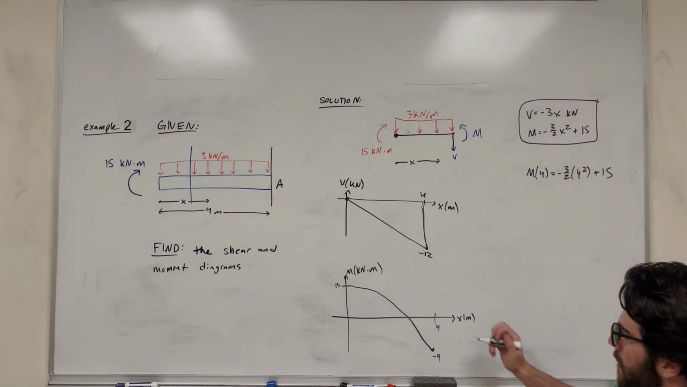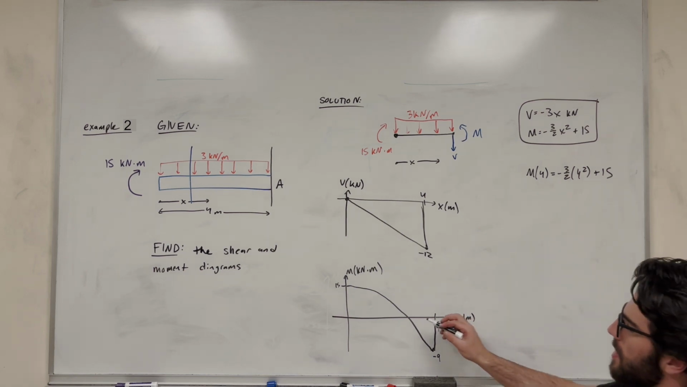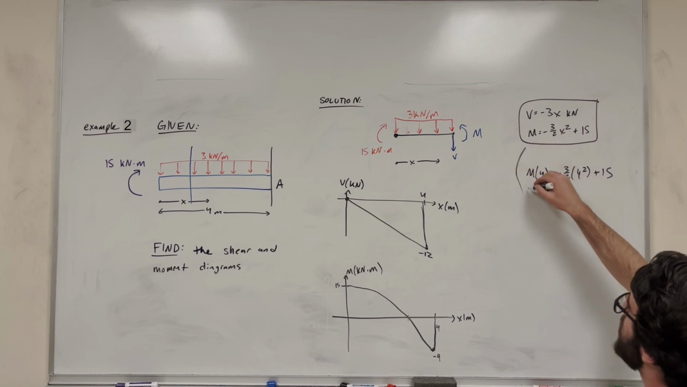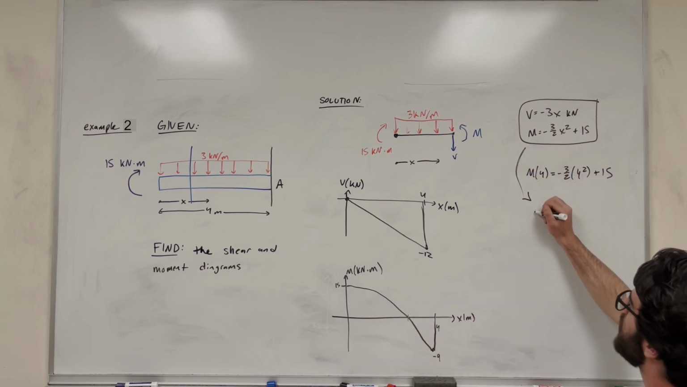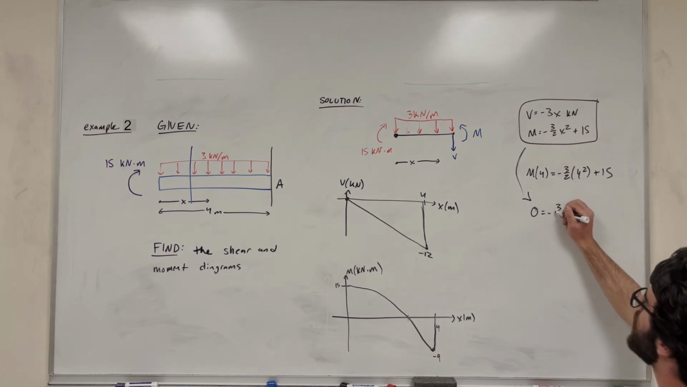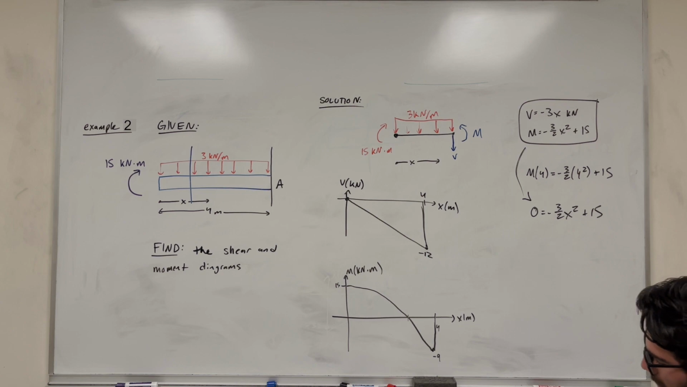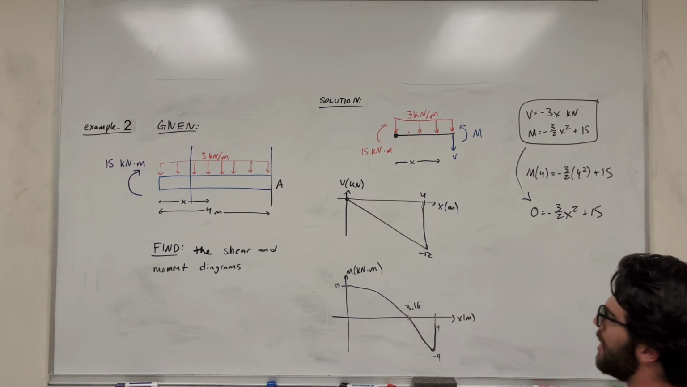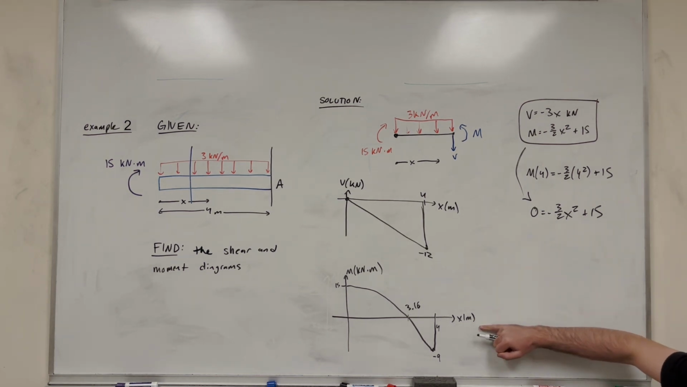One last thing we can find with this moment diagram is where the x-intercept is. The way we can do that is to take that moment equation and set the moment equal to 0, because that's our intercept. So we get 0 equals negative 3 halves x squared plus 15. From here you can solve for x and you're going to find that the x-intercept is about 3.16 meters. And there we go. That's how we find our shear and moment diagrams for that beam.